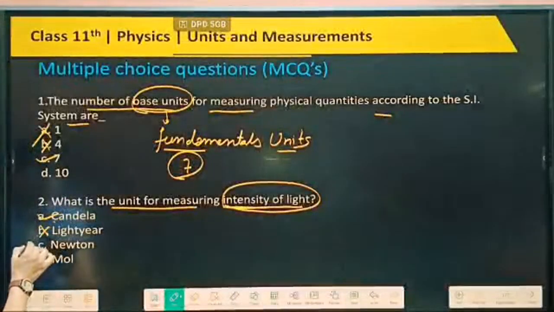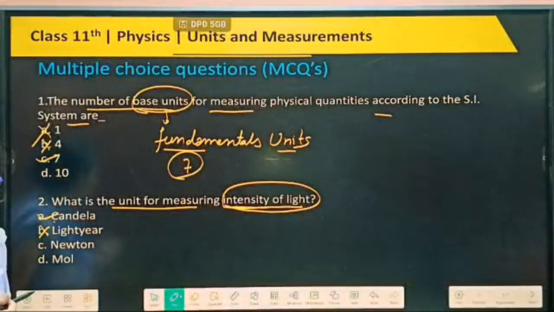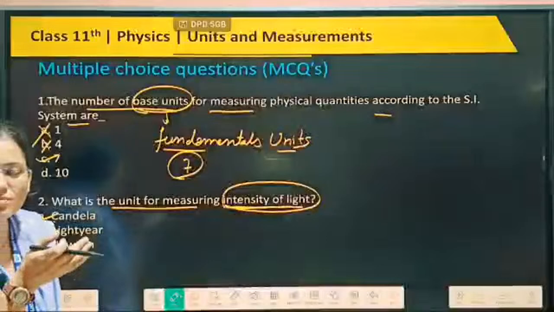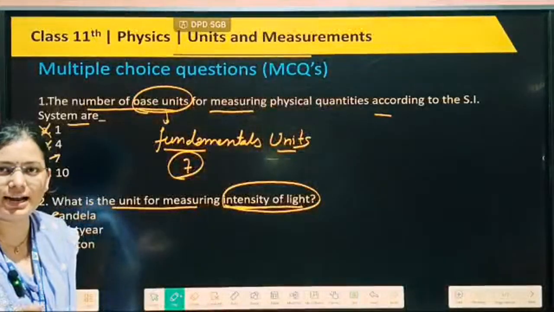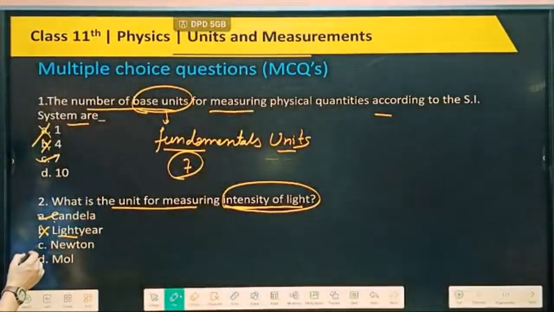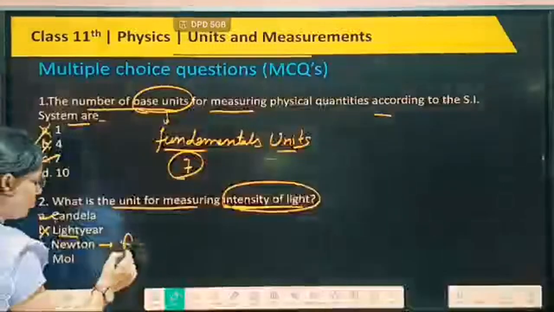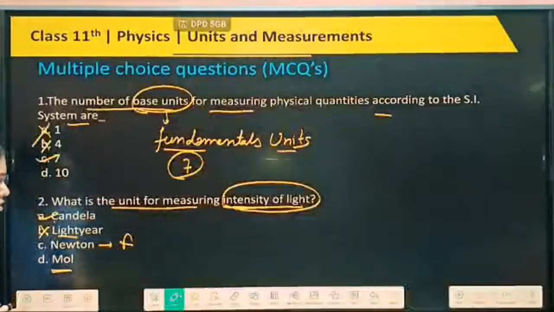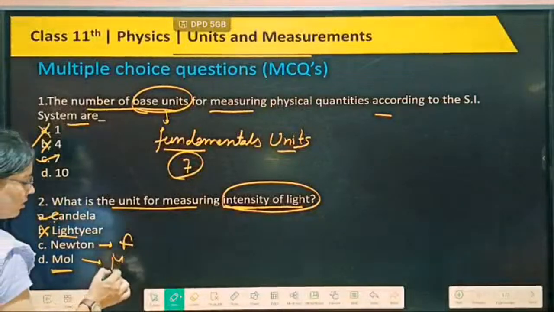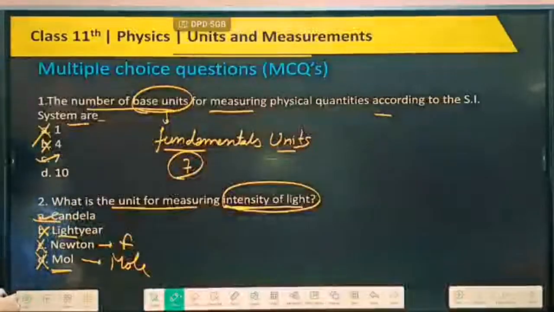Light year is not a unit of intensity. Light year is a distance, the distance light travels, and it is known as a light year. Next, Newton is the unit of force. And the mole is the unit of the amount of substance, not of light intensity. So these are all wrong options. This first one is our right option.